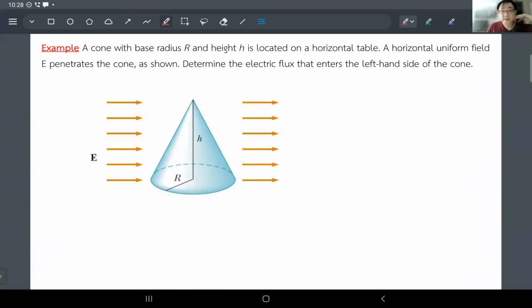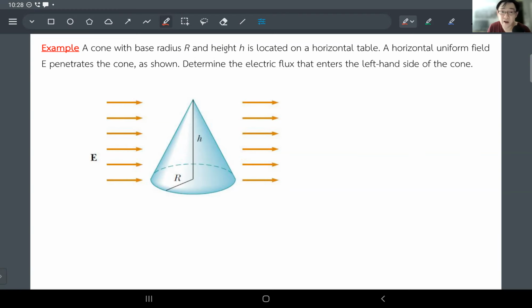All right, seriously, I want you to calculate this. I'm not going to give you the solution just yet. I'll give you 2 minutes to think about this one. You have a cone with base radius R and height H located on a horizontal table. The horizontal uniform field E penetrates the cone as shown, from left to right. Determine the electric flux that entered the left-hand side of the cone.